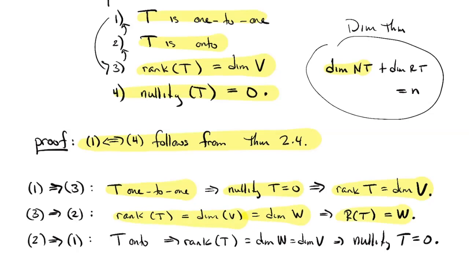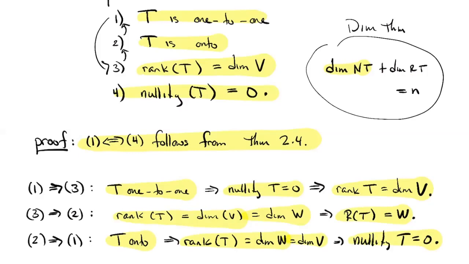How about 2 implies 1? If T is onto, well, then its range is W, so its rank is the dimension of W, which by hypothesis is the dimension of V. So back to the rank-nullity theorem, if this number is equal to n, then the null space has to have dimension 0. If the null space has dimension 0, by the equivalence of 1 and 4, the function is 1 to 1.